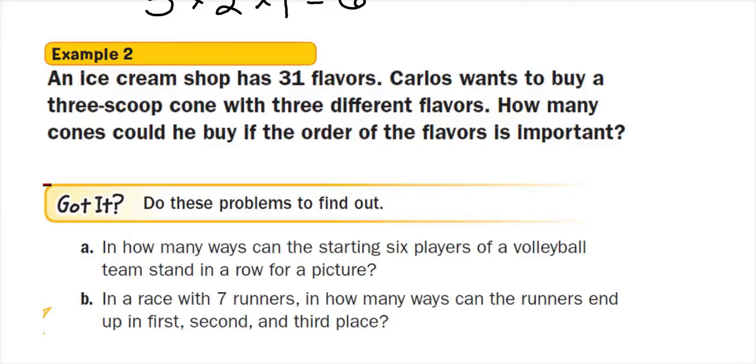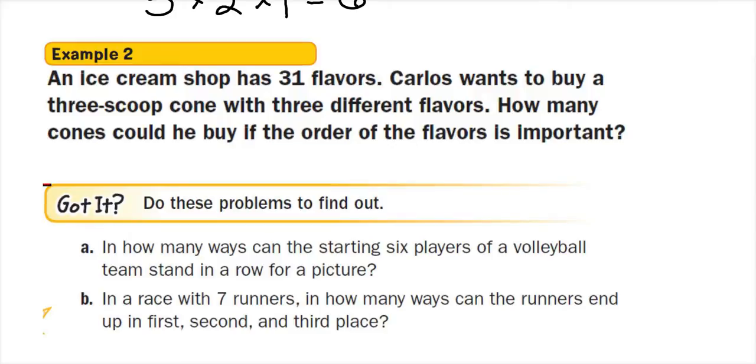It says an ice cream shop has 31 flavors. Carlos wants to buy a 3-scoop cone with 3 different flavors. How many cones could he buy if the order of the flavors is important? All right, so they're talking about Baskin-Robbins 31 flavors. They can't call it that because that's copyright issues. So basically, how many different 3-scoop cones can we get if we get different flavors each time?